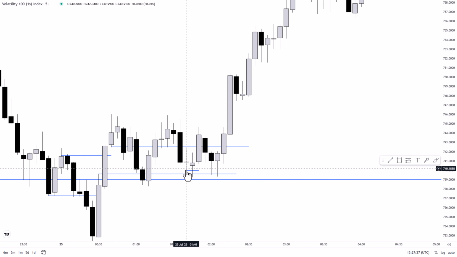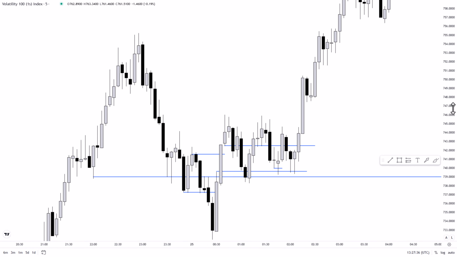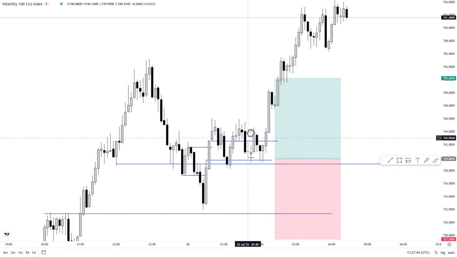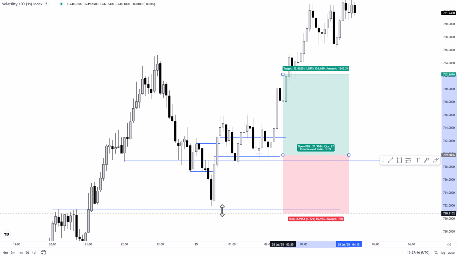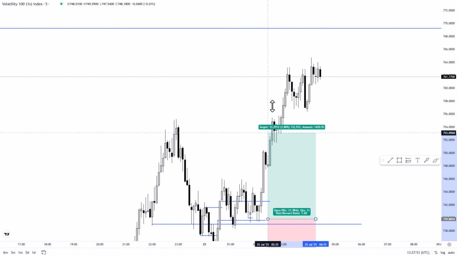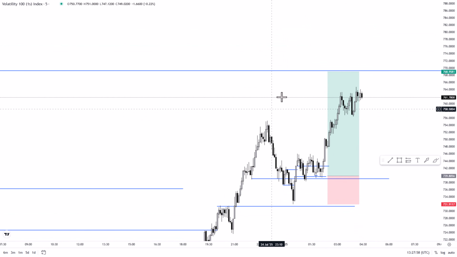We see price closing inside this range, and this shows us a level of rejection, and price came back without taking out this low. All I did was place my trade at this particular level, and then we have a stop loss below this low. Then our TP will be the next draw on liquidity. So you can see price is currently running into our TP. So this is how to take this kind of trade on volatility index.